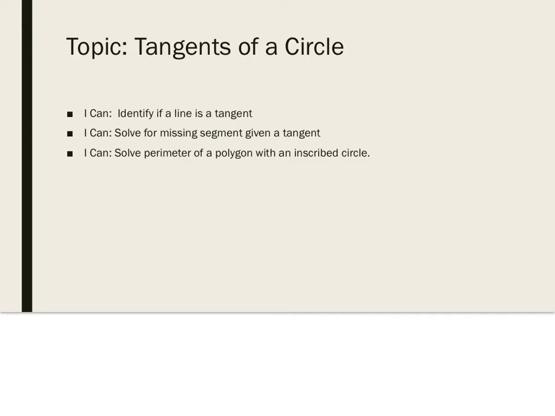And you'll solve for perimeter of a polygon that has an inscribed circle. That means it has a circle inside of it. Once again, the pictures will clue you into everything. These pictures will be things you'd like to add to your cheat sheet at the end of the video.